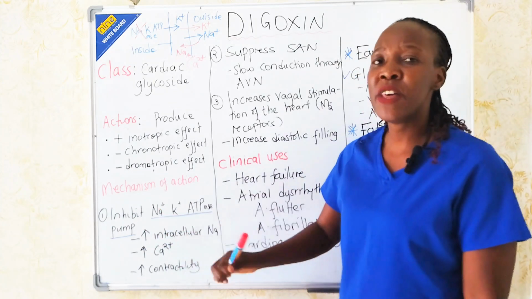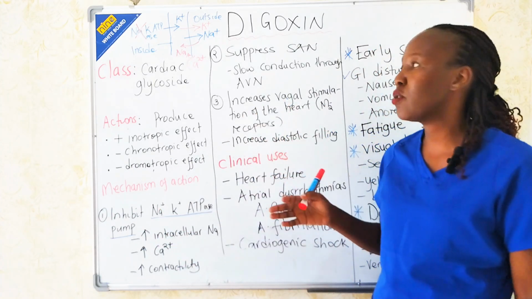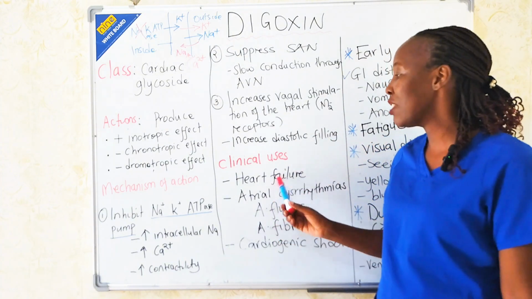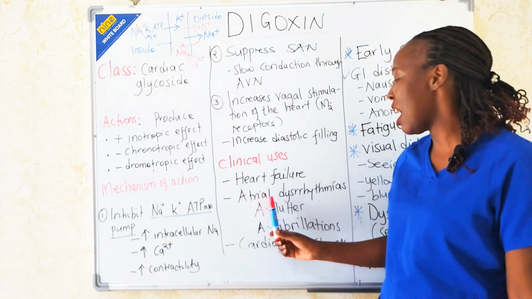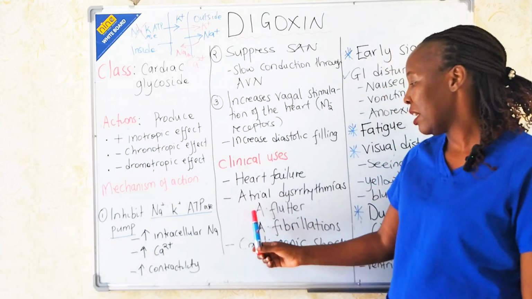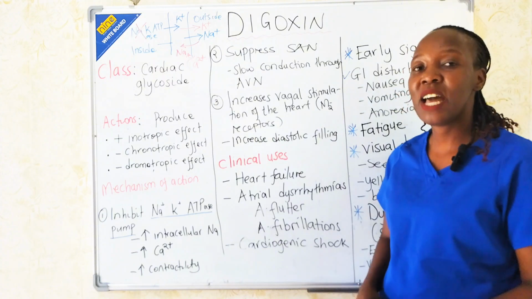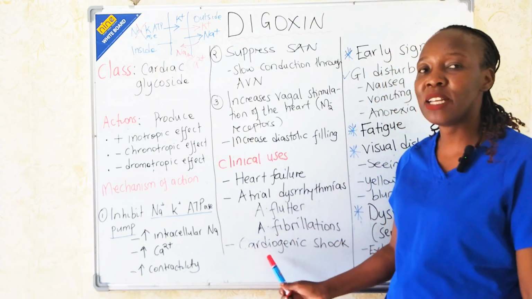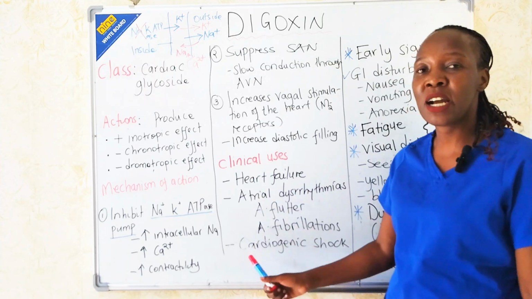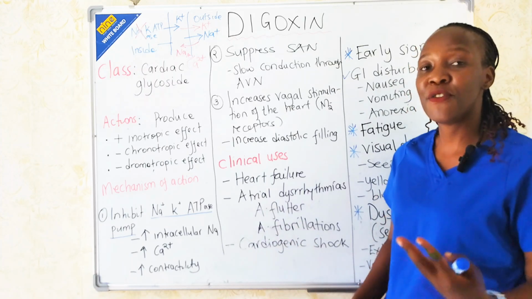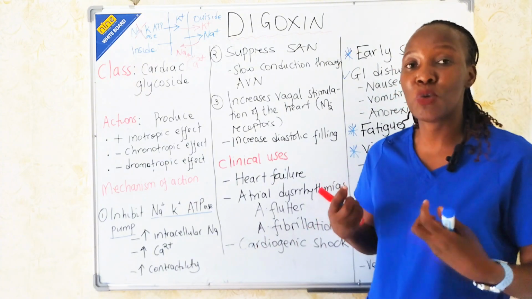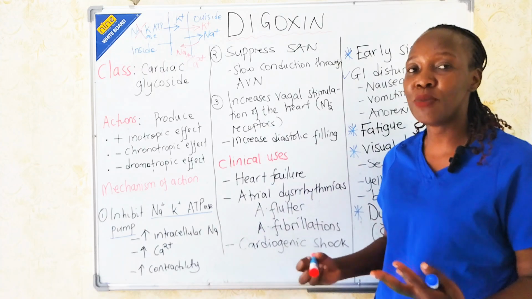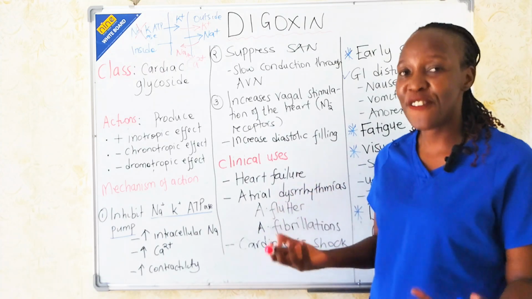Then, because of the reduction in the conduction velocity from the sinoatrial node to the atrioventricular node, we can use digoxin in atrial dysrhythmias, for example, in atrial flutter and in atrial fibrillation. And then we also do use digoxin in managing cardiogenic shock. In cardiogenic shock, the body is receiving very little blood because the heart is not able to pump harder to provide a cardiac output. So digoxin can also help to stimulate the heart to beat faster.